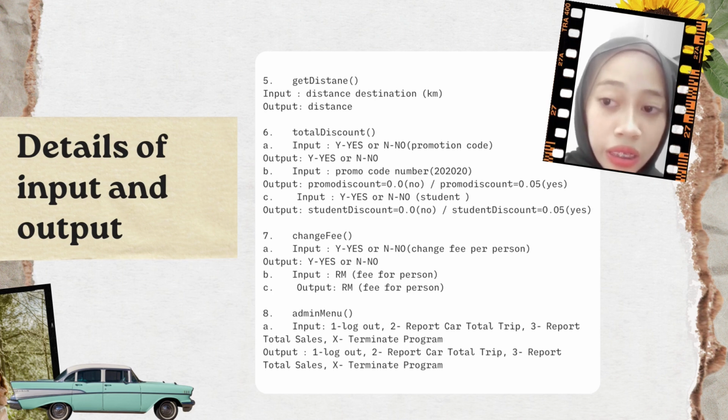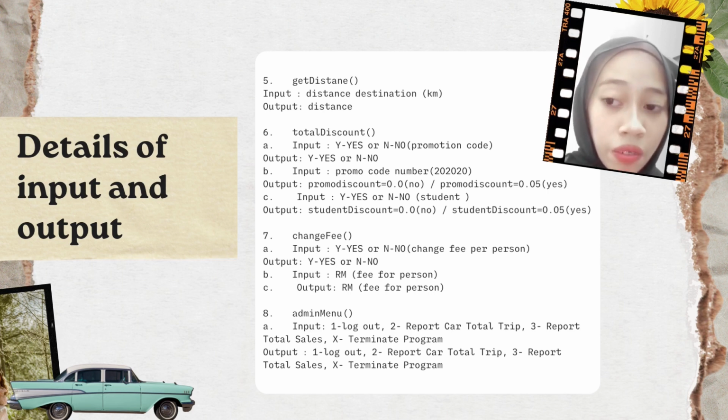Next, the function change fee. For the change fee function, the input is Y for yes or N for no, change fee per person. The output is Y for yes or N for no. Next, input RM, fee for person, and the output is RM, fee for person.